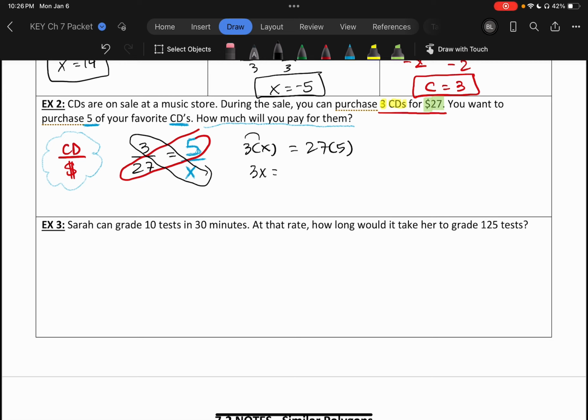This would be 27 times 5, which is 135. And then if I want to solve for x, we just divide by 3. So x is equal to 45.